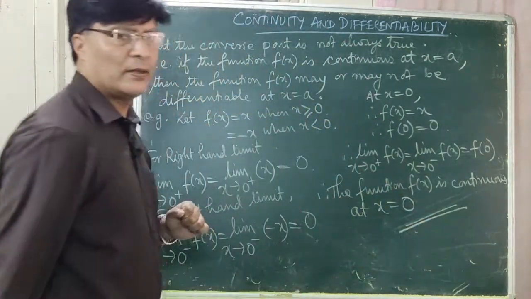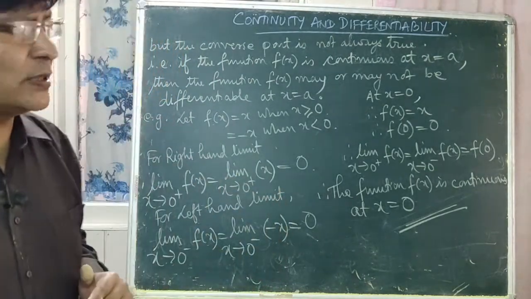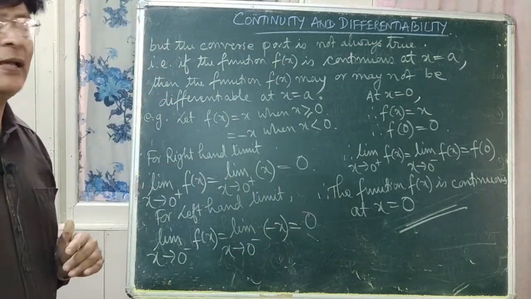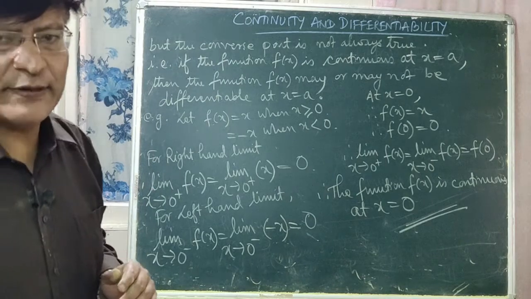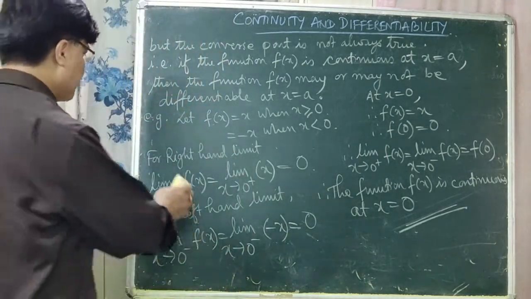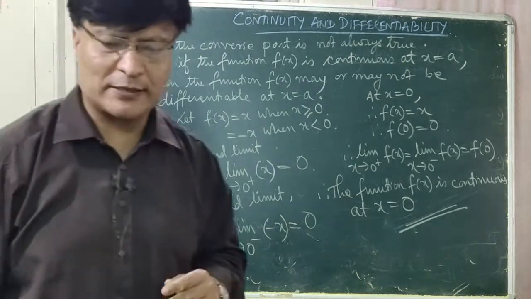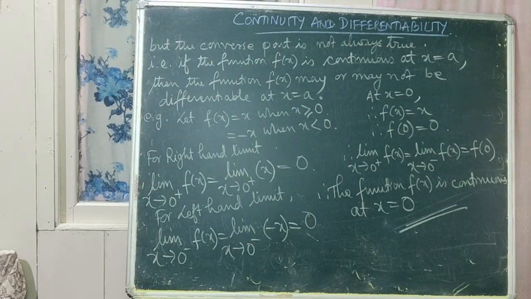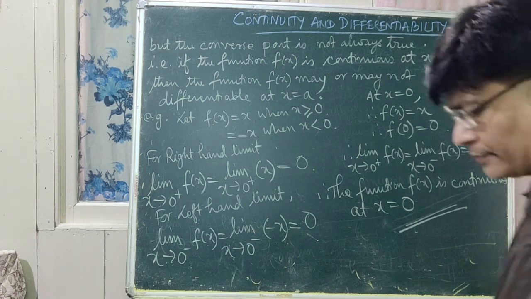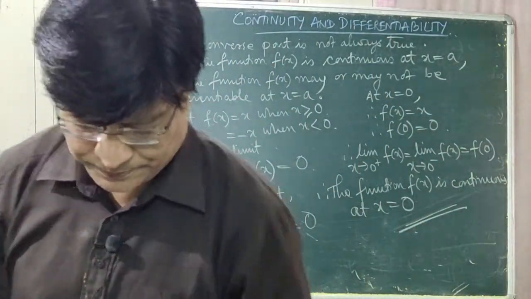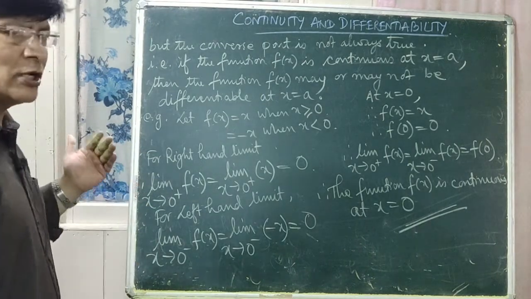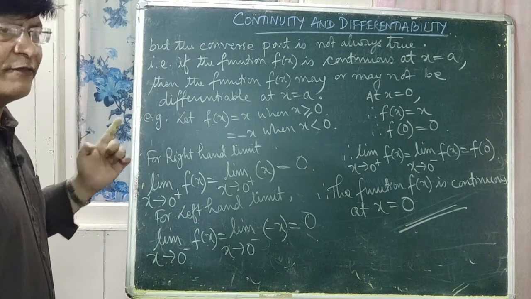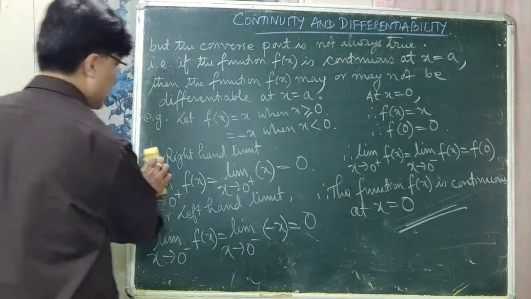So it is done. Now you should prove that this function f of x is not differentiable at x is equal to 0. Is that clear? For that, you have to find the right hand derivative and the left hand derivative. I think you have understood it. You can copy it, you can take a screenshot also, or you can pause the video and copy it. So let us do the second part, that is, you have to prove that this function f of x is not differentiable at x is equal to 0.